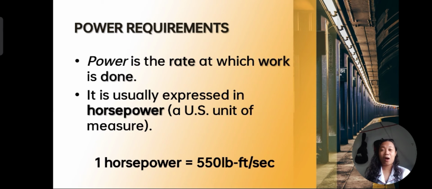Now let's move on to the power requirements. Power is the rate at which work is done. It is usually expressed in horsepower, a US unit of measurement, where 1 horsepower is equal to 550 pound-feet per second. The performance capability of a vehicle is measured in terms of the horsepower the engine can produce to overcome air, grade, curve, and friction resistance forces and put the vehicle in motion.